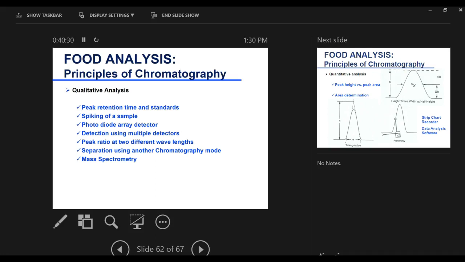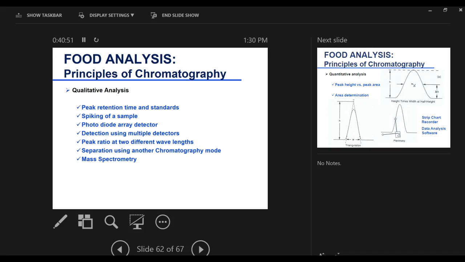Sometimes I look at absorption using multiple detectors. I can do fluorescence, I can do absorption, and then look at how these compounds are different. Some compounds do not fluoresce the same way. They might absorb at the same wavelength, but one might fluoresce and another might not. So that could help me identify.